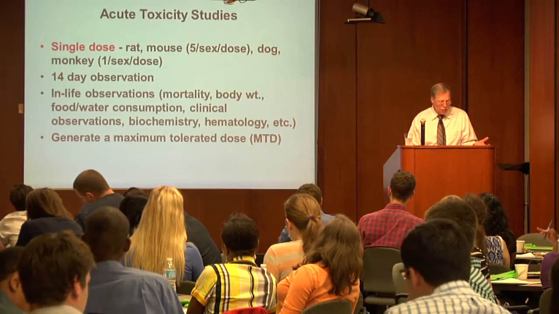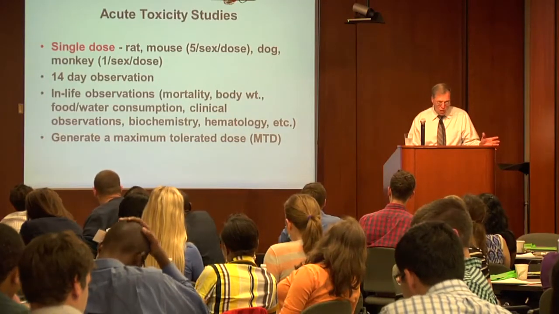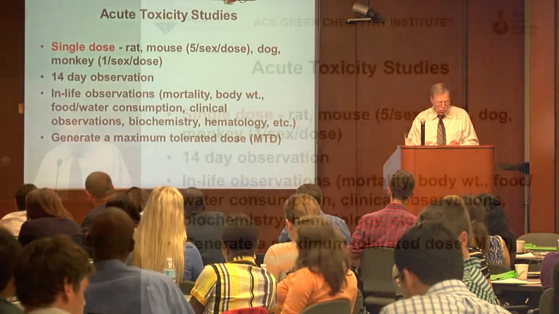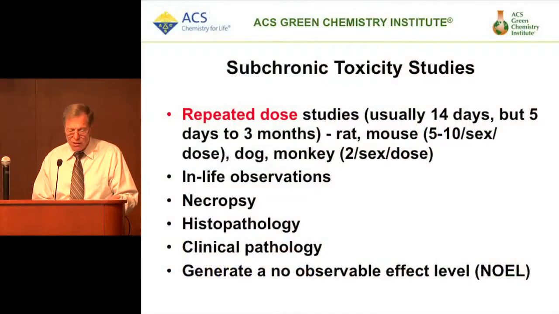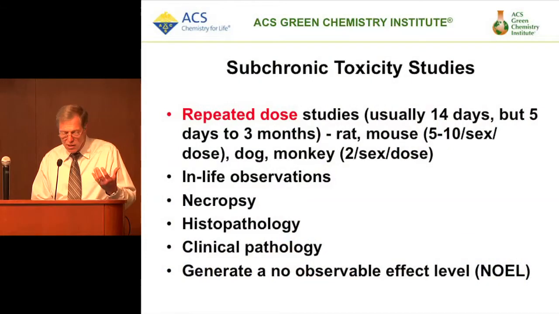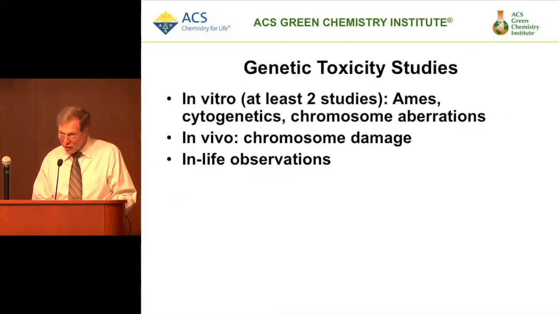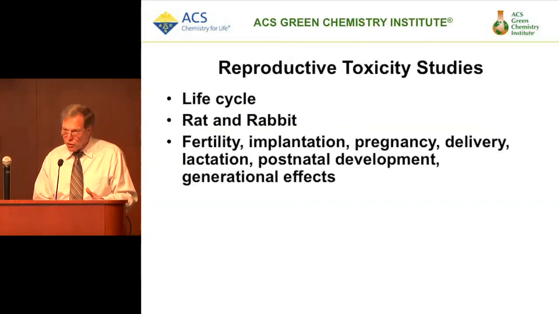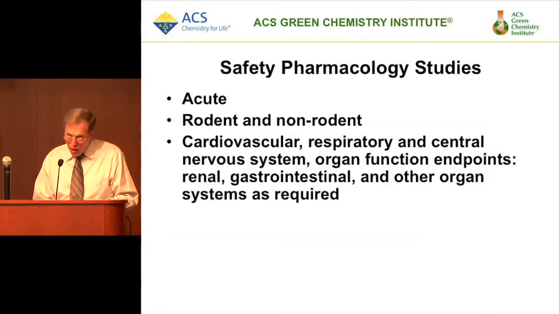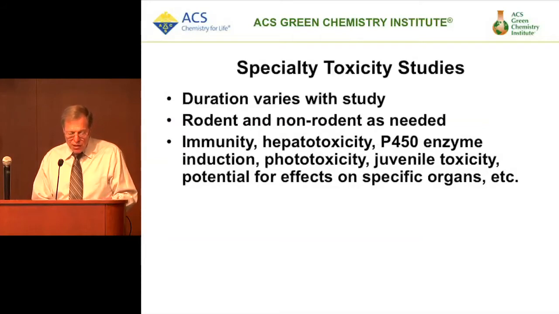So here, single dose acute studies, with a variety of species that are evaluated and a number of endpoints that are looked at. Subchronic toxicity studies, repeat dose studies, again, variety of species, variety of endpoints. Chronic toxicity studies, 1 year, again, variety of species, variety of endpoints. Genetic tox studies, several are done, both mutagenic as well as other types for chromosome aberrations, cytogenetics, etc. Reproductive tox studies, safety pharmacology studies, specific toxicity studies depending on the particular compound and its mechanisms of action.